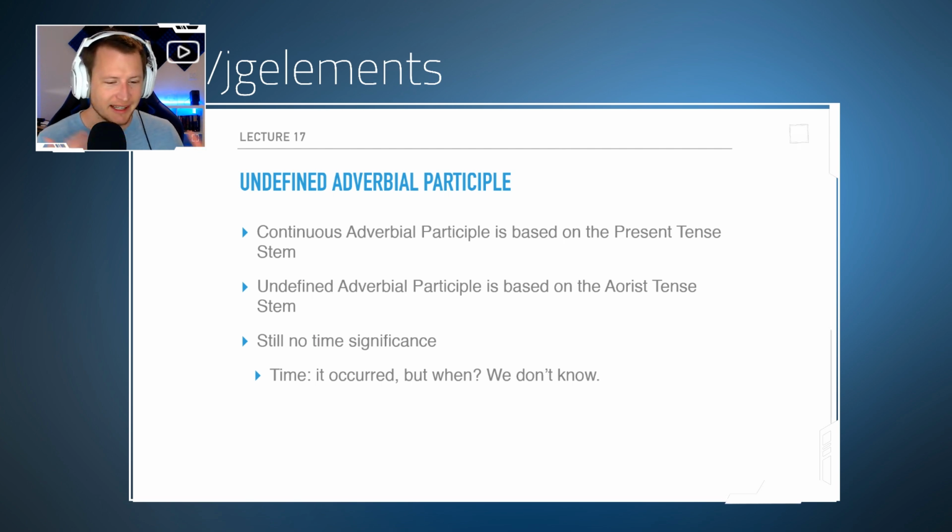When we're dealing with indicative verbs, we know when it occurred. Was it past, present, or future, or perfect? Okay? But with a participle, we have no idea. We only know if the action was continuous or undefined. Okay? That's all we know.